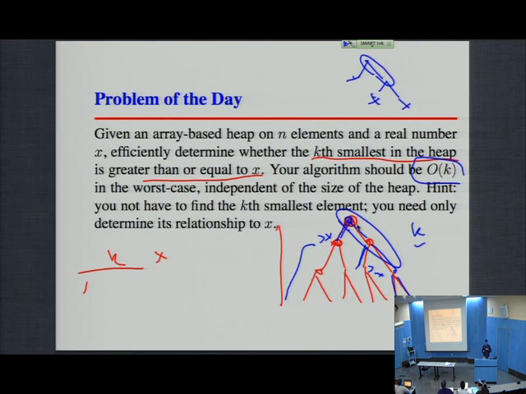Why is it order k? Okay, so the way that I like to count running times, the simple way that works most of the time, is I count how many things I do, times how much it costs to do one of those things. Looking at a node, how much time does it take to look at a cell in my heap and decide if it is less than or equal to x? One step, order 1 time.